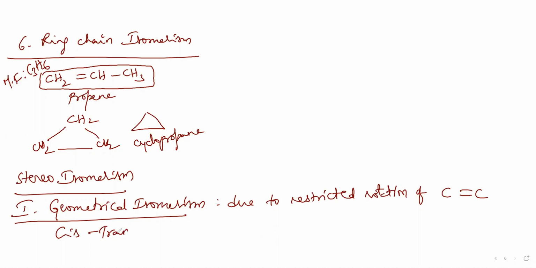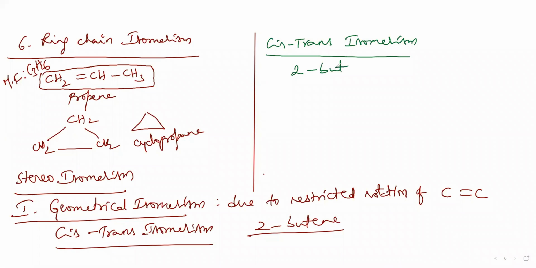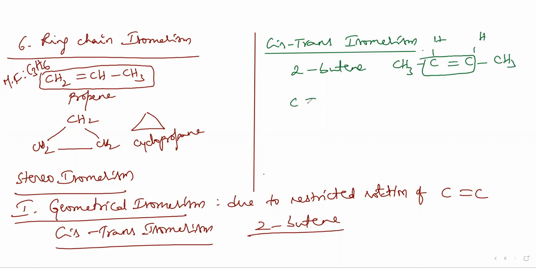In that, the first one, cis-trans isomerism. So what is that? Let us consider one simple example, 2-butene. So what is 2-butene? CH3, CH, double bond, CH, CH3. First, consider the C double bond C.